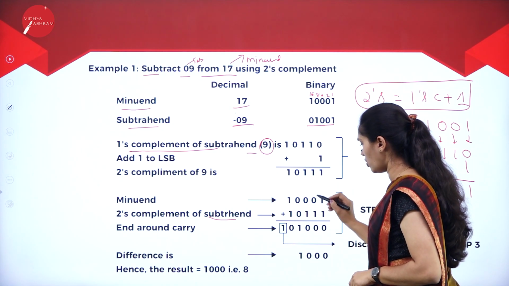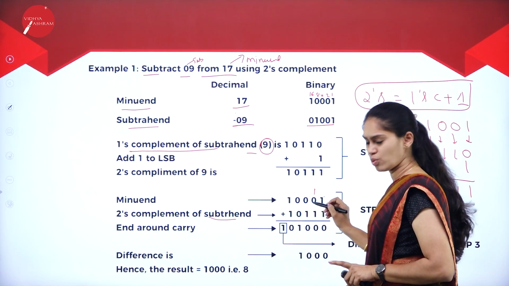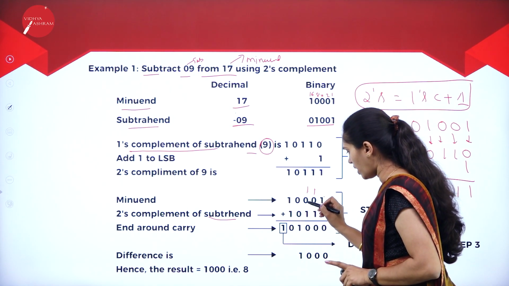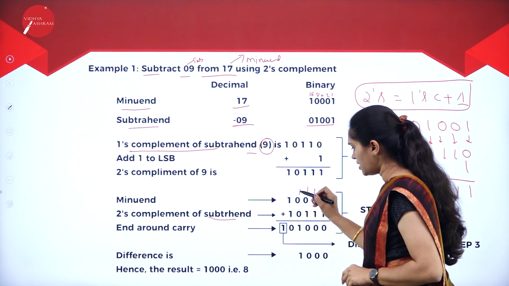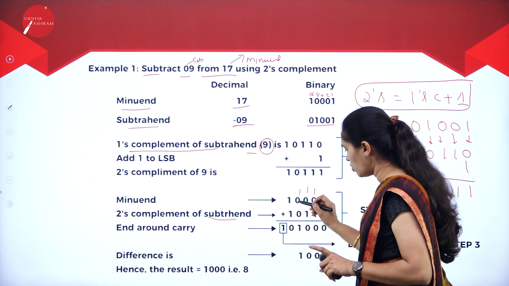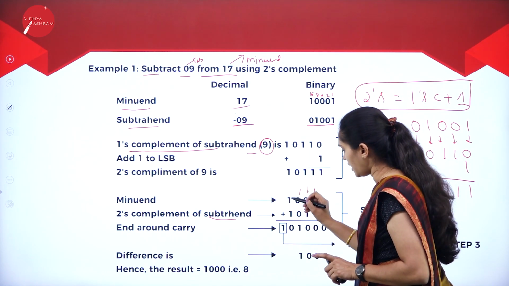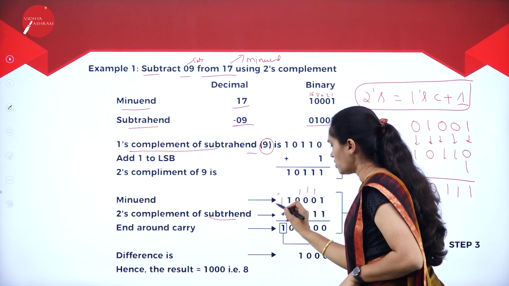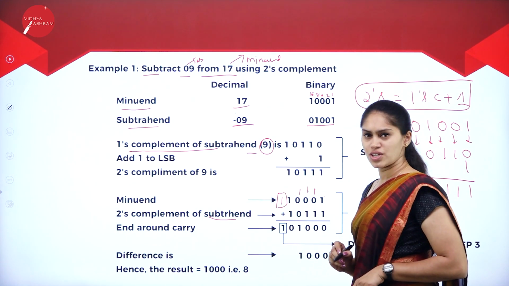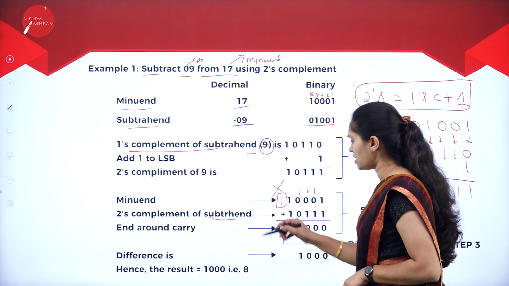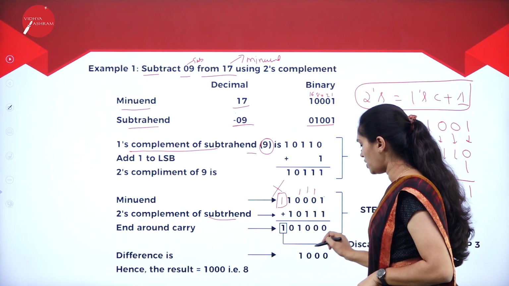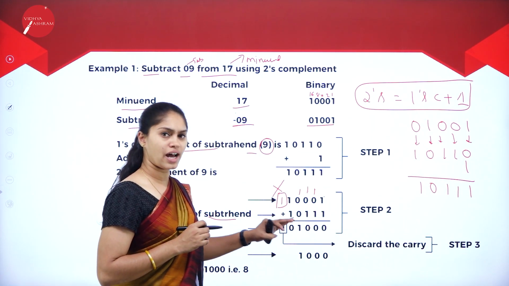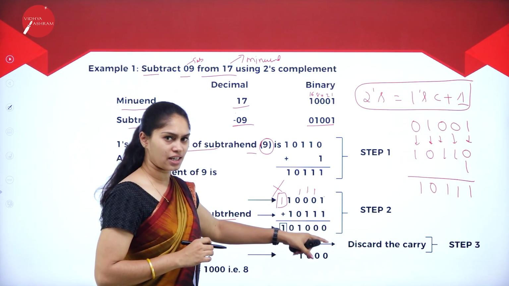1 plus 1 is 0, carry 1, 1 plus 0 is 1, 1 plus 1 is 0, carry 1, 1 plus 0 is 1, 1 plus 1 is 0, carry 1, 1 plus 0 is 1, and 1 plus 0 is 1, no carry, then 1 plus 1 is 0, carry 1. So we are going to get a carry, but in the two's complement condition, if we get a carry, we have to discard it. When we discard it, no need to add this to the final value. So I have to discard that carry, and that was step 3.